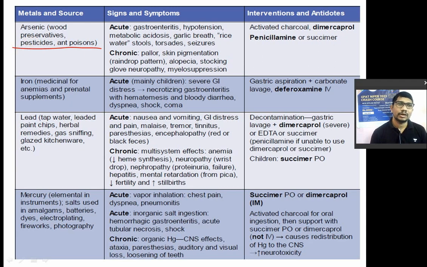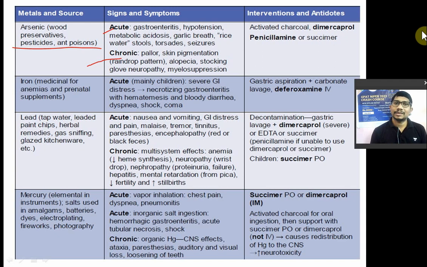If arsenic poisoning has occurred, what are the acute symptoms after acute poisoning? Gastroenteritis, hypotension, metabolic acidosis, garlic breath, your breath will smell like garlic, rice water stools, torsades and seizures. Torsades de pointes means arrhythmia. In case of chronic arsenic poisoning, pallor, skin pigmentation, a raindrop pattern on your skin, alopecia, loss of hair, neuropathy and myelosuppression. These are the chronic symptoms.